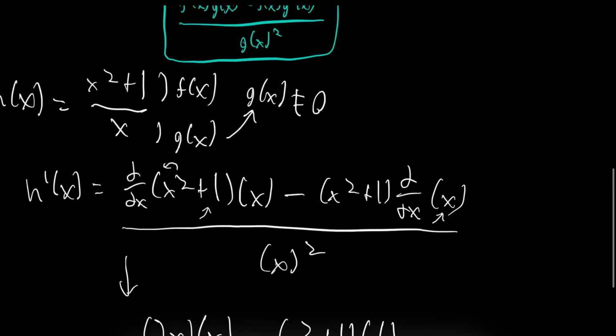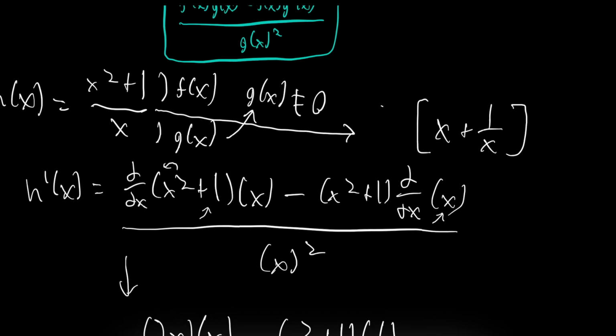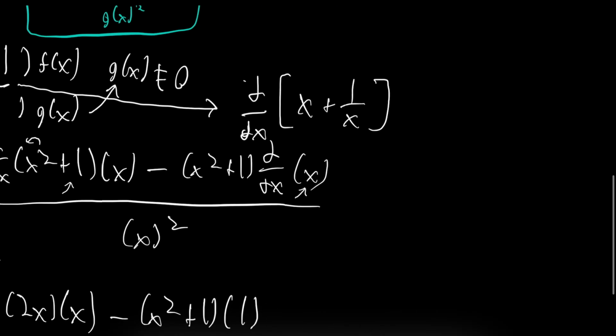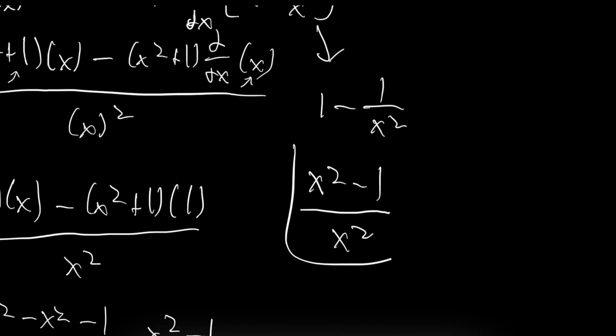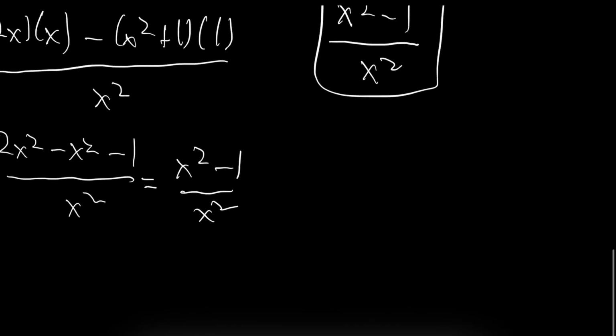Right? If we were to simplify this from the get-go, we would get x plus 1 over x. If we were to take the derivative of this with respect to x, we would get 1 minus 1 over x squared, which is also equal to x squared minus 1 over x squared. There you go. Same answer as we had before.